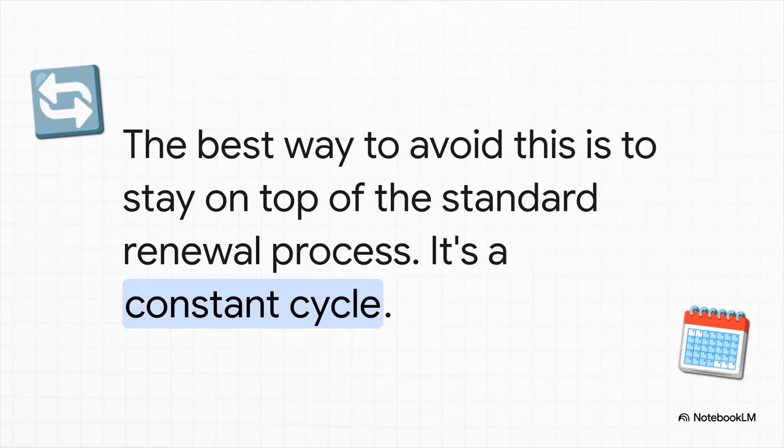Of course, the absolute best way to avoid all this last-minute drama is to just stay on top of the normal renewal process. It's not a one-time thing, it's a constant cycle that every single certified pro has to manage. Which brings us to the golden rule for preventing this whole mess in the first place. Every ASSE certification is on a 3-year renewal cycle. If you can stay ahead of that cycle, your certification will always be active, and you'll never have to worry about that 6-month grace period ever again.